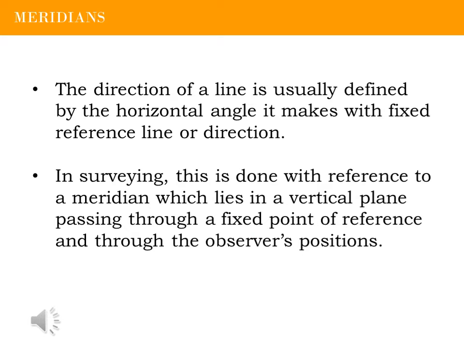The direction of a line is usually defined by the horizontal angle it makes with a fixed reference line or direction in surveying. This is done with reference to a meridian, which lies in a vertical plane passing through a fixed point of reference and through the observer's position.